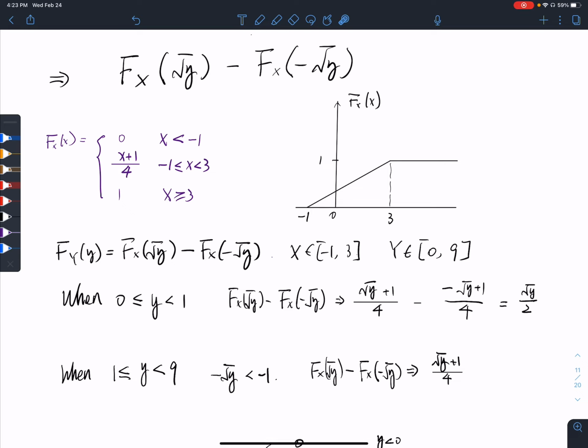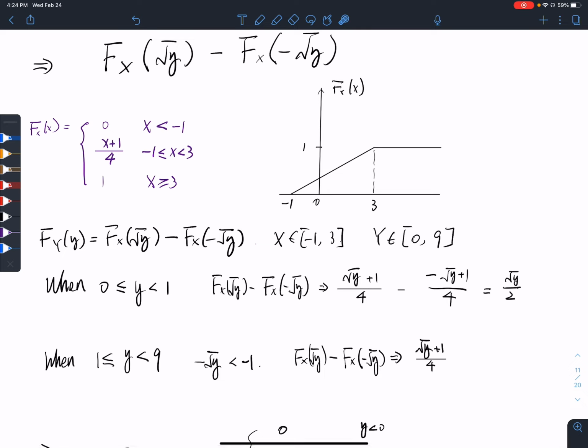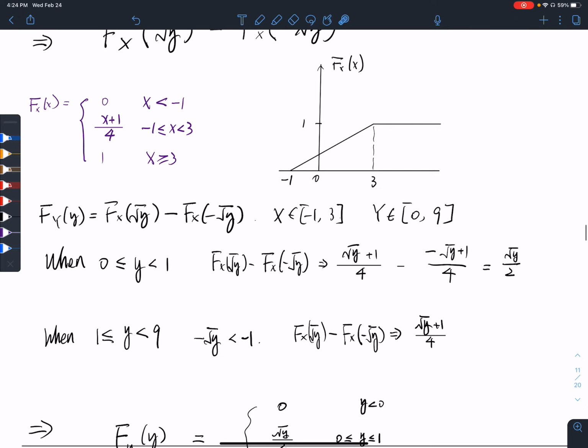So we can first calculate when y is greater than or equal to 0 and less than 1. Both parts have some value after we plug in. So the square root of y, plugging into this equation here, we get square root of y plus 1 over 4. And the same thing here: plugging in the negative square root of y plus 1 over 4, after that we get square root of y over 2. And since we already explained this for the equation, this part is equal to 0, since it's not in this interval, so it's just equal to square root of y plus 1 over 4.